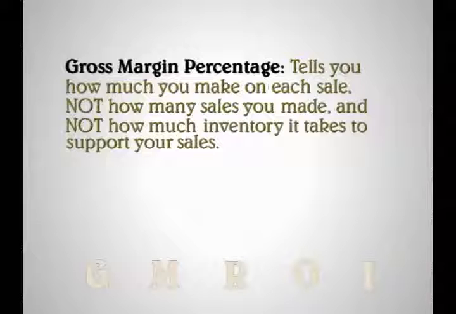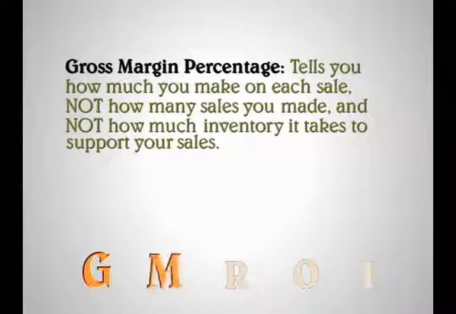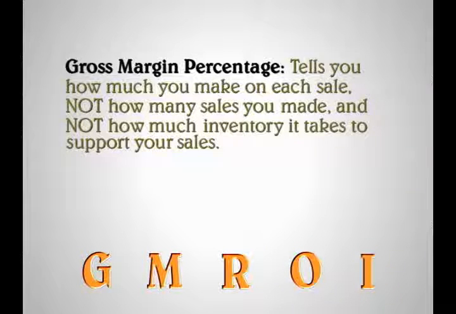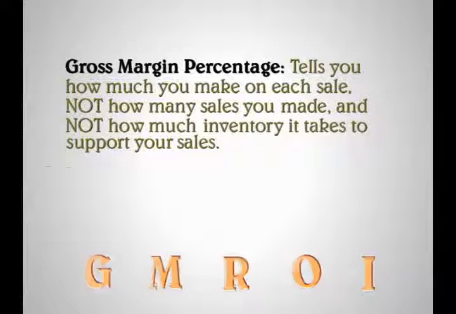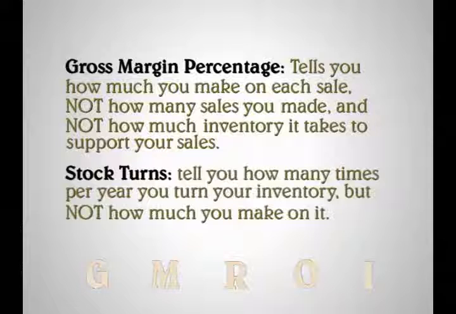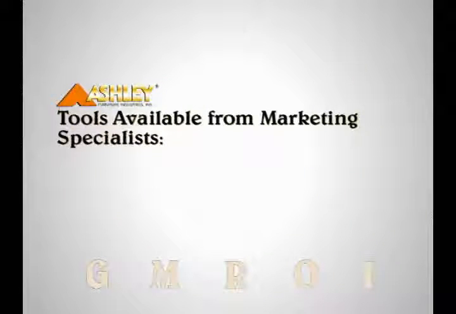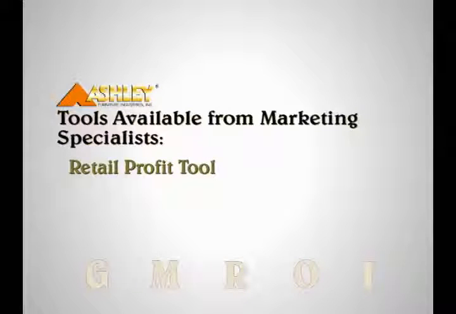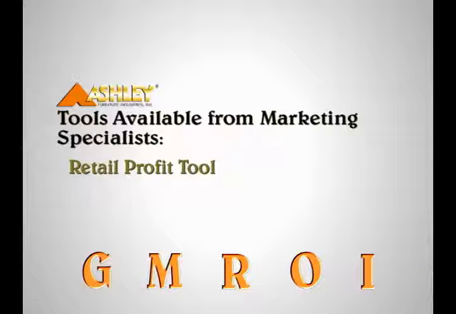Gross margin percentage tells you how much you make on each sale, not how many sales you made, and not how much inventory it takes to support your sales. Stock turns tell you how many times per year you turn your inventory, but not how much you make on it. The Retail Profit Tool can help you with these calculations. Ask your marketing specialist for the Retail Profit Tool.